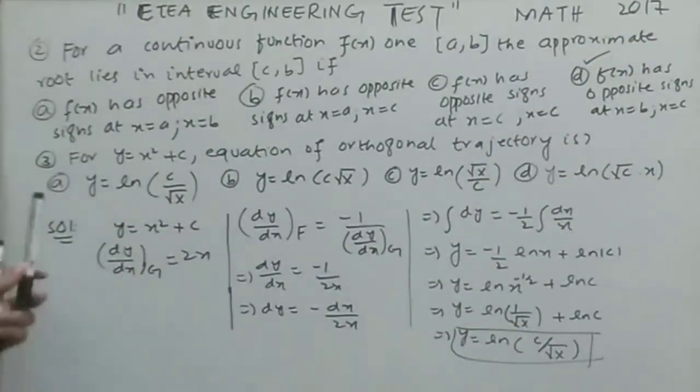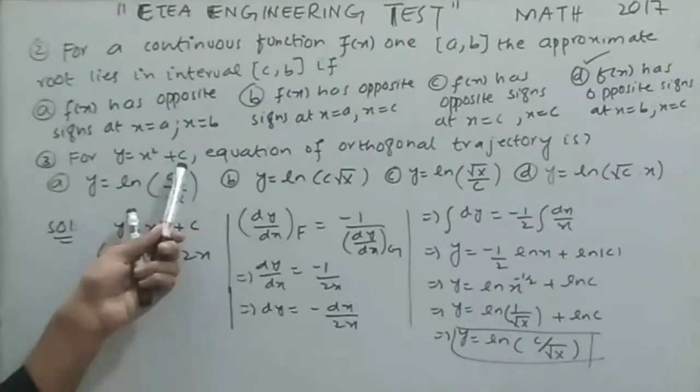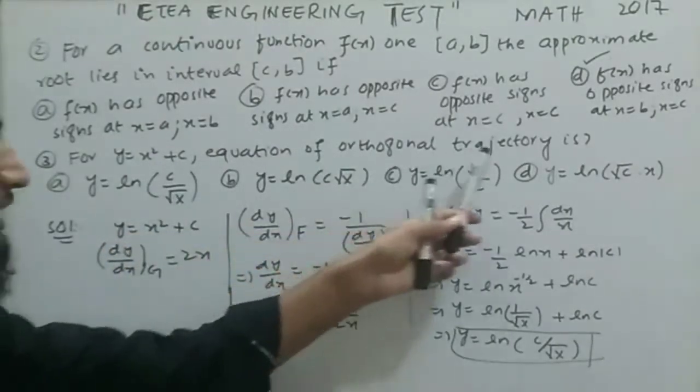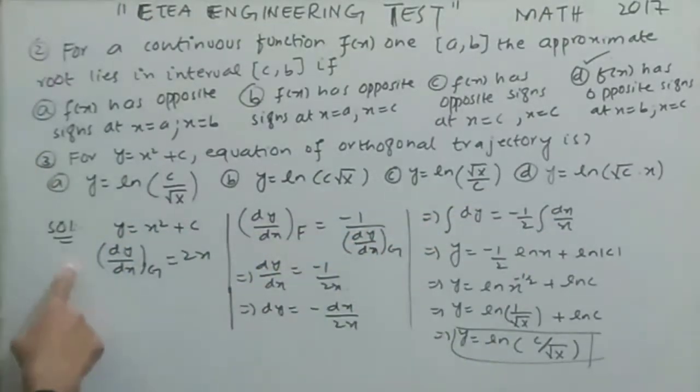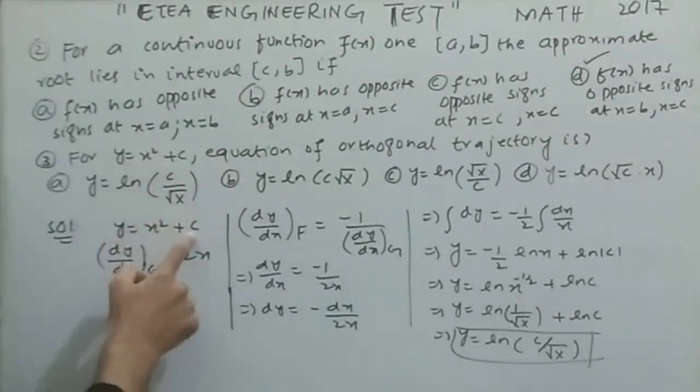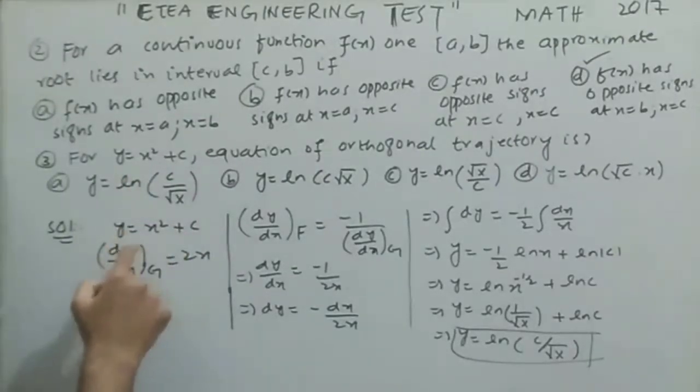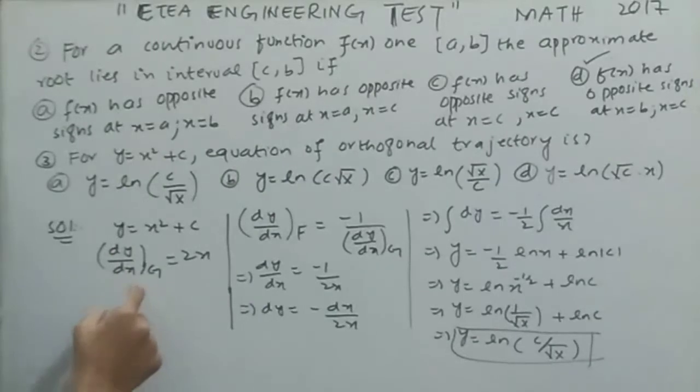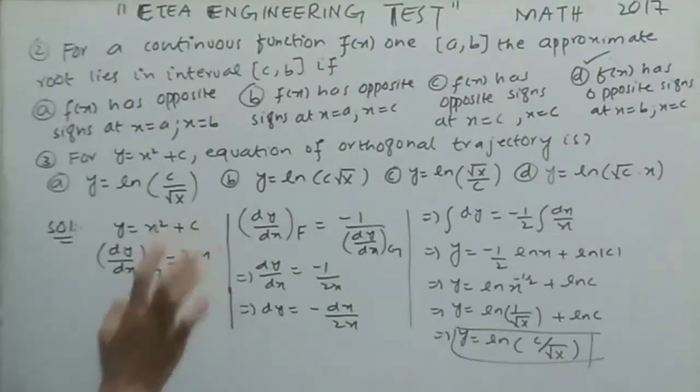Move to the next MCQ, number 3. For y equal to x square plus constant c, the equation of the orthogonal trajectory is. So let's move to the solution of this MCQ. y is equal to x square plus c is given. So we will take the derivative of both sides with respect to x. Let's suppose we take the derivative at a point G. So the derivative of x square is 2x and the derivative of a constant is 0.